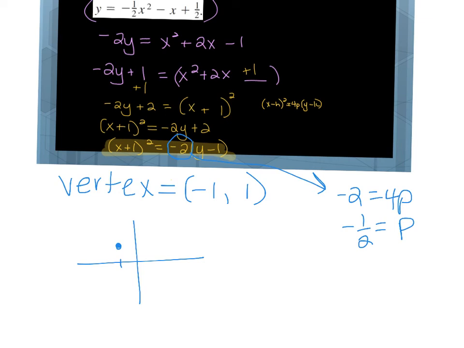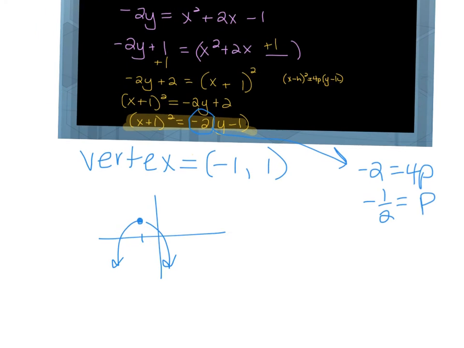Based on my standard equation, what variable is squared? Which tells you this opens either up or down, right? Well, how do I know the difference? P is negative this time, right? Which means it's going to open down. So if it was a whole number, I could literally just count down and up to get my focus and my vertex. It's a little bit trickier because it's a fraction, but it's the same process.